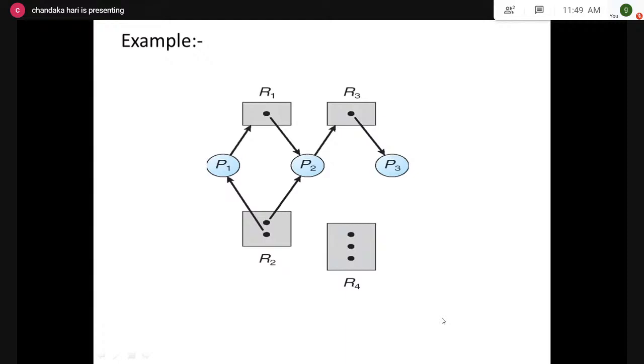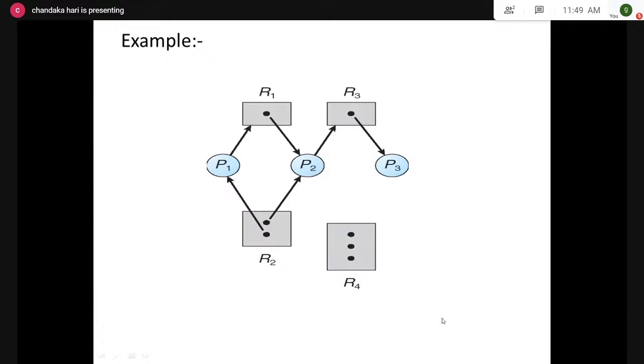Now, one instance of R2 is allocated to P1, and another instance is allocated to P2. These are all assignment edges. What is the need of representing this in a graph? Whether the graph is in deadlock or not, we'll see now. Process P1 is holding R2 and requesting resource R1.